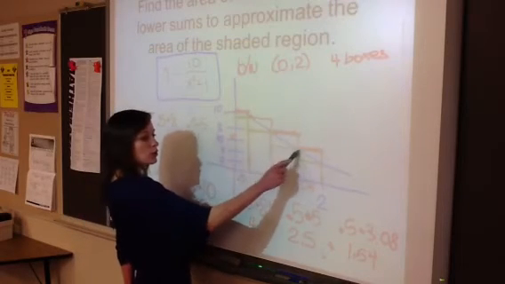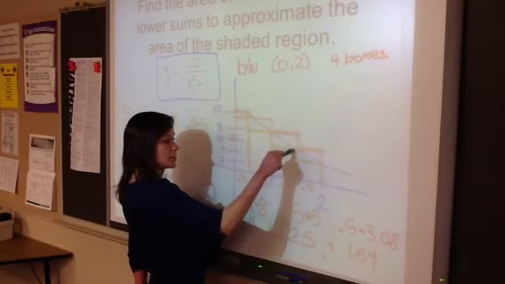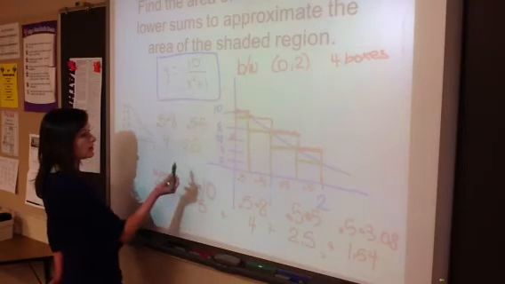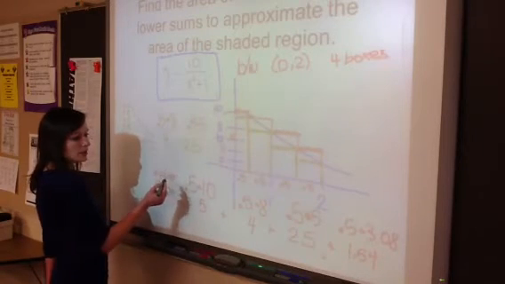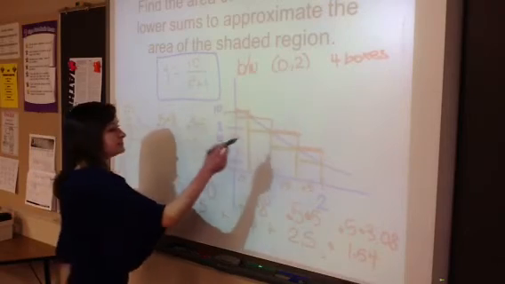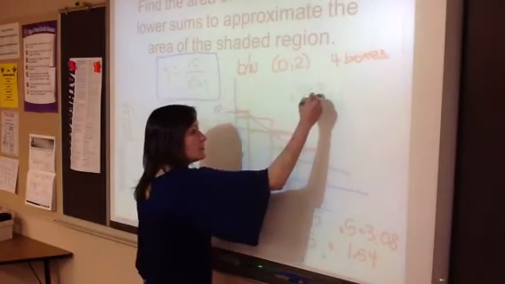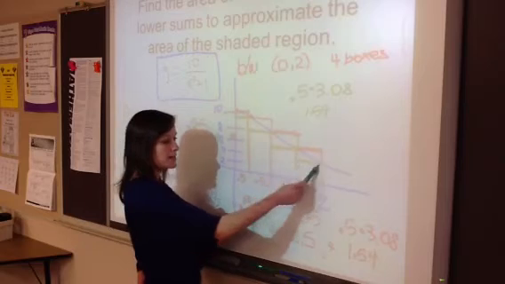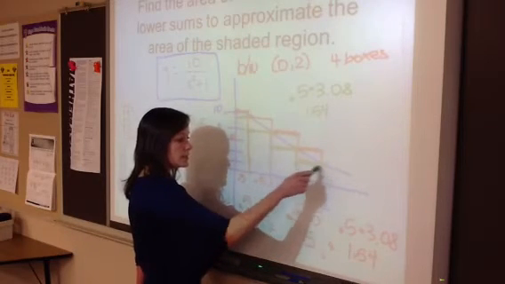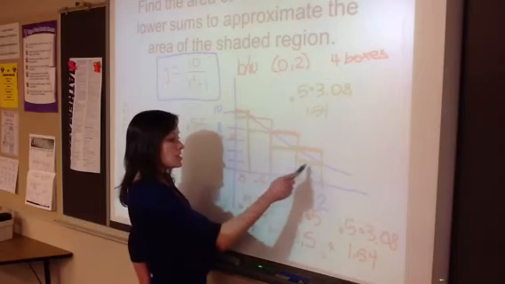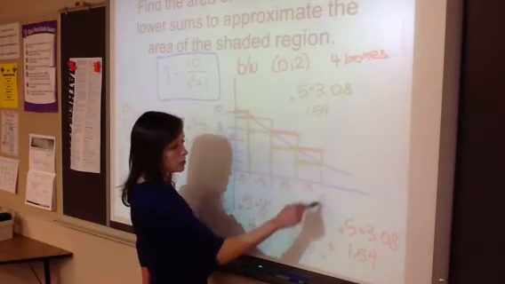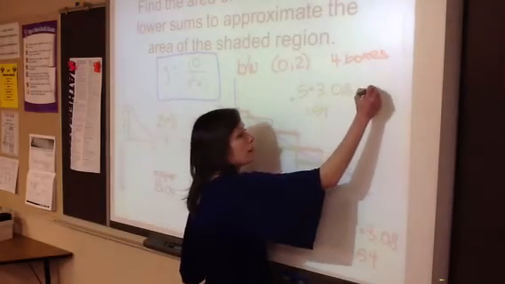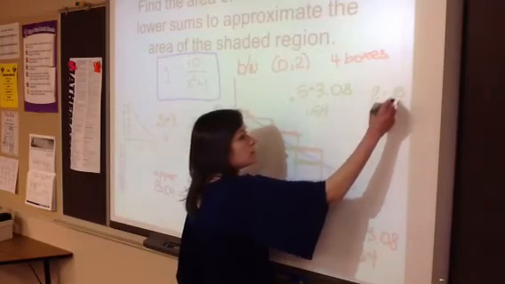All right, so look at your third box, and it touches the blue line over here. So we're going to plug in 1.5, and when we plugged in 1.5, we got 3.08. So 0.5 times 3.08 gives us 1.54. Now for our last little box, it is its own. It doesn't match up with any other boxes. It's not at 1.5, but it's at 2. So we plug in 2, and you end up getting 2. So we're going to have 2 times 0.5, which is 1.